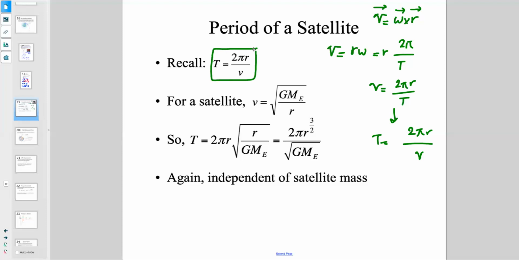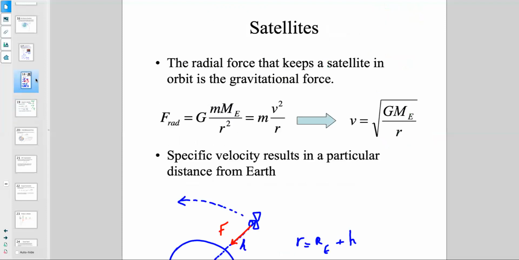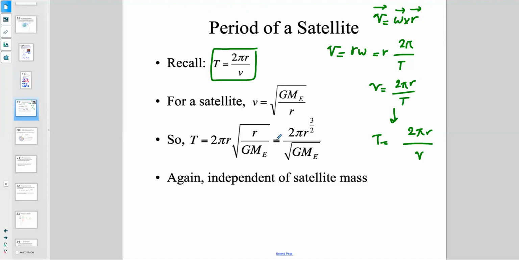For a satellite, we have v equals the square root of G M_E over r. I just proved it right here, in our last slide. So if you substitute this into the period equation, you get a relationship like that.